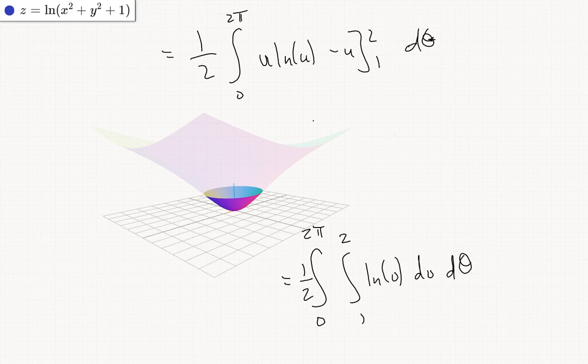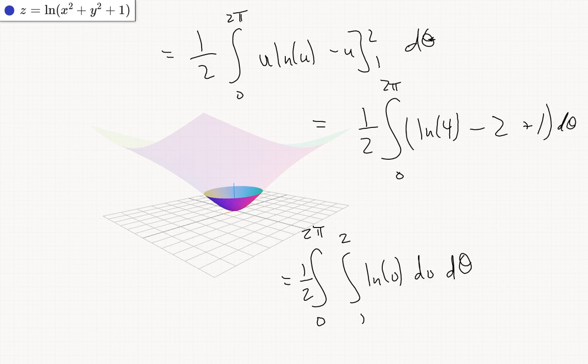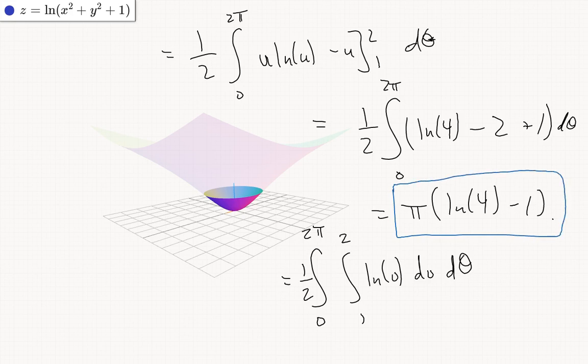So that will be 1/2 integral 0 to 2 pi of 2 ln 2, which is ln of 4. You could also have just left it as 2 ln 2 minus 2, and then ln of 1 is 0, and then minus 1, so plus 1. And then that's a constant. And we integrate with respect to d theta. So this becomes pi times (ln of 4 minus 1) is the value of this integral.